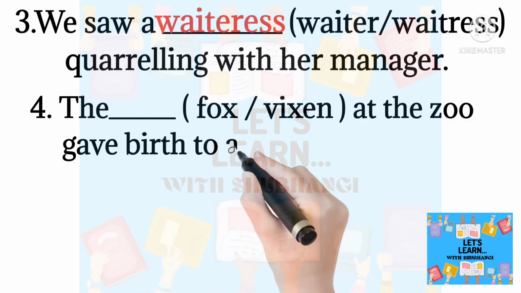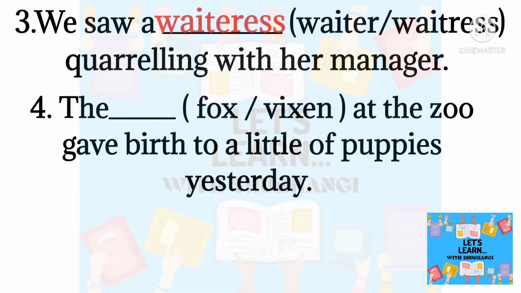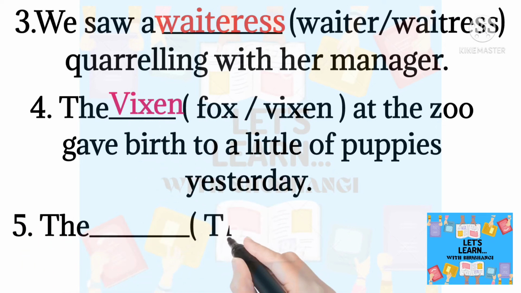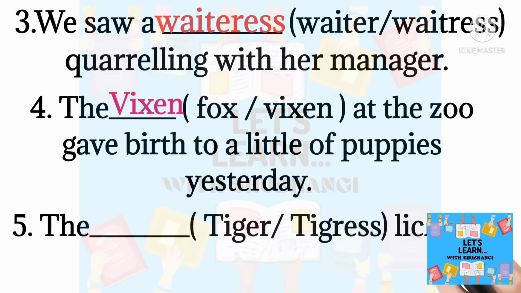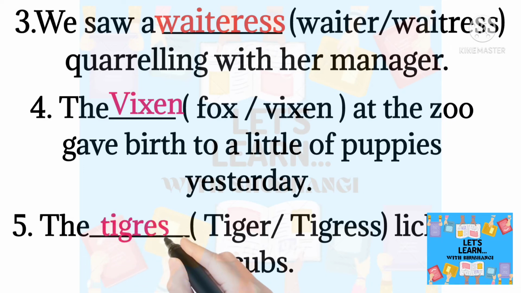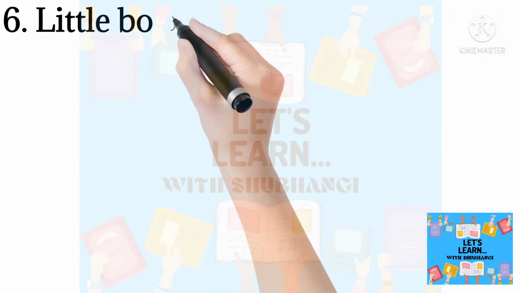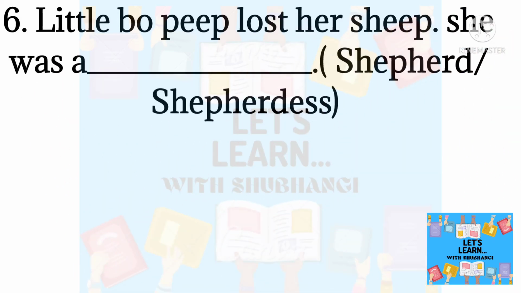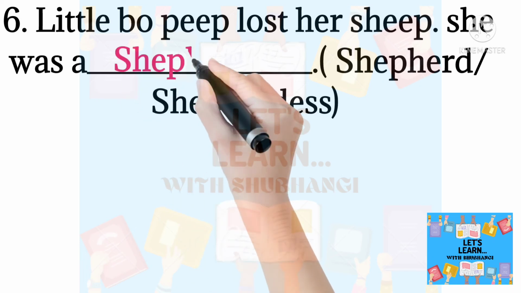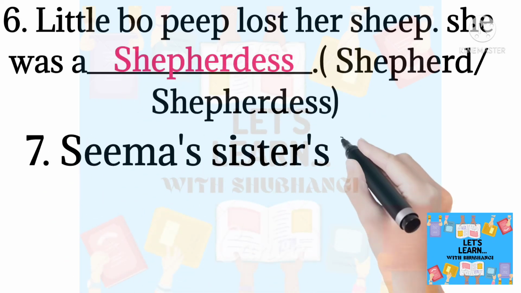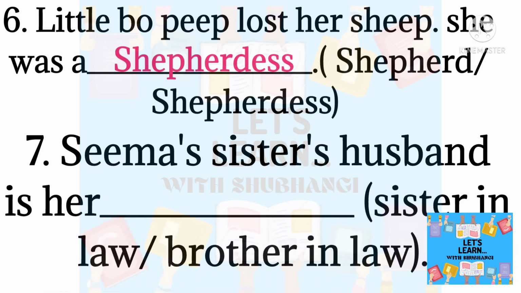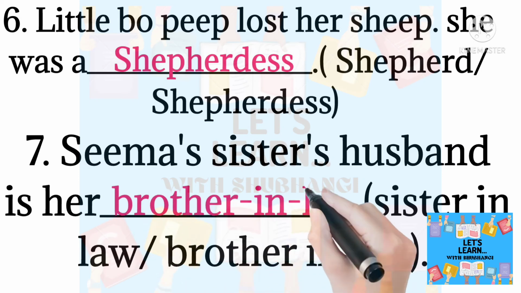The vixen at the zoo gave birth to a litter of puppies yesterday. The tigress licked her cubs. Little Bo Peep lost her sheep. She was a shepherdess. Seema's sister's husband is her brother-in-law.